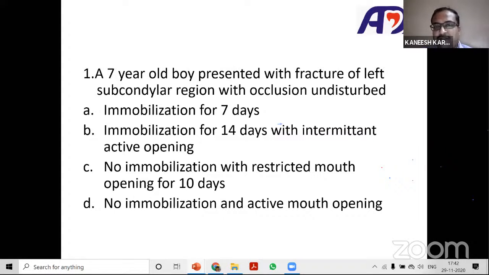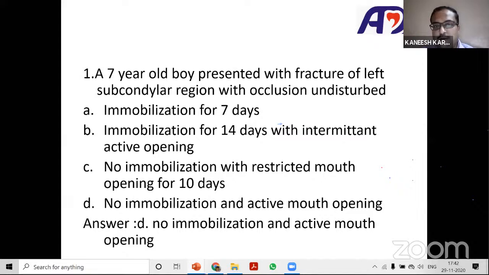Every question will have keywords. So here the keyword is 7-year-old. Here the keywords are 7-year-old and occlusion undisturbed. So the answer is no immobilization and active mouth opening.